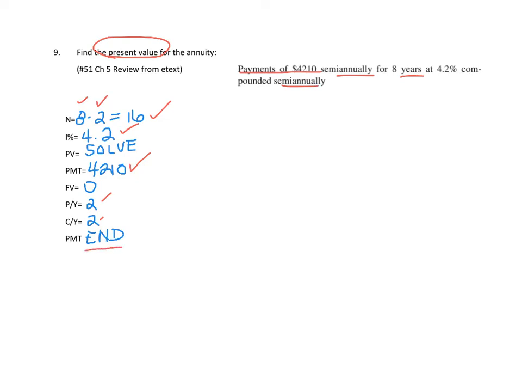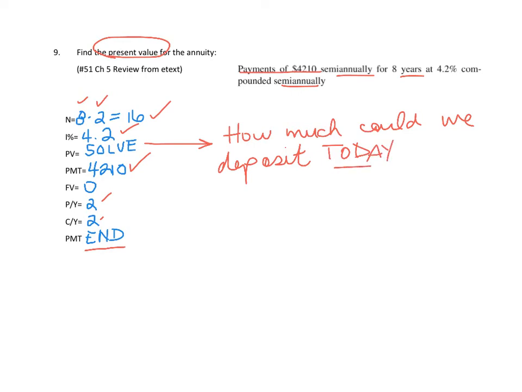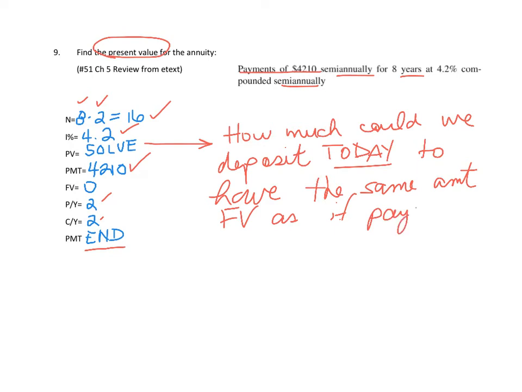Our payments are going to be made at the end, and basically when they ask you what is the present value of this annuity, the present value is how much could we deposit today to have the same amount for future value as if we made these payments. So that's really the question that we're answering.